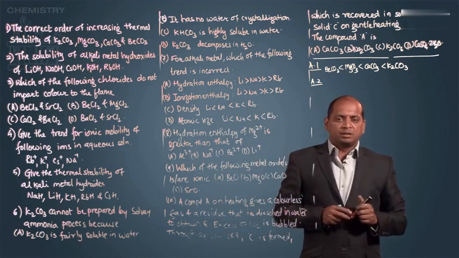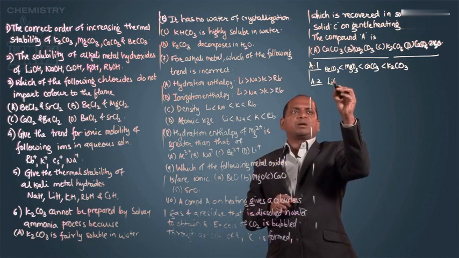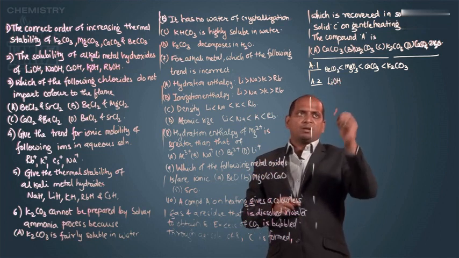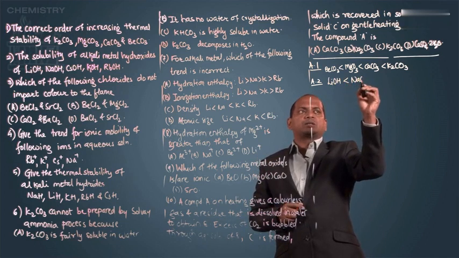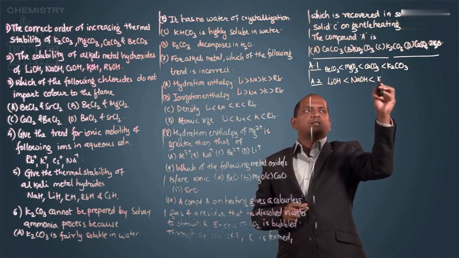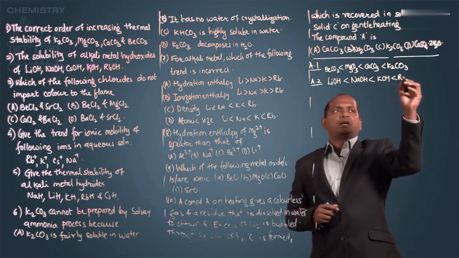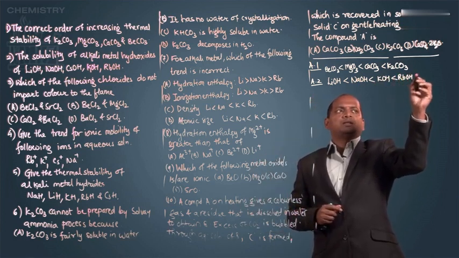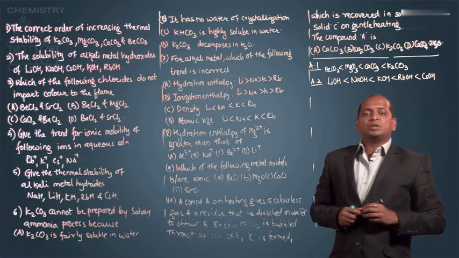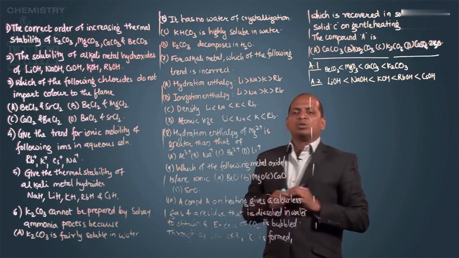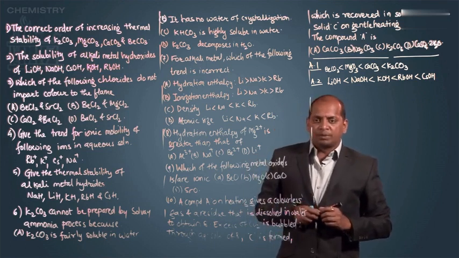solubility of these metal hydroxides also goes on increasing. So the correct order of solubility is lithium hydroxide least soluble, then sodium hydroxide, then potassium hydroxide, then rubidium hydroxide, then cesium hydroxide. So CsOH will be the strongest base because it almost dissociates completely after dissolving in water.